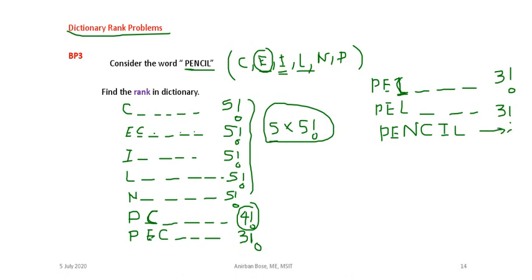So that means this is the rank. So how many words are there before it? Here it is 5 into 5 factorial. So the answer is 5 into 5 factorial, then 4 factorial, then how many 3 factorials are there? You just check. Here it is 1, then C, then 2, 3. So 3 into 3 factorial.